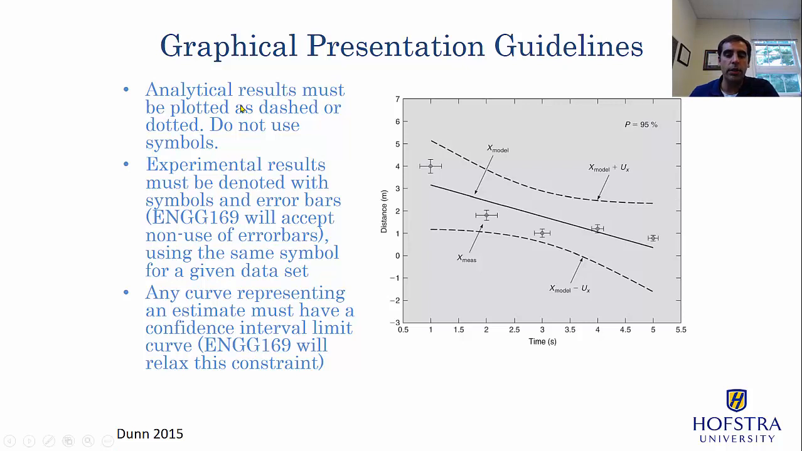Now, if you really wanted, you can connect experimental data with a line, but you must show the points. And again, I won't really grade you on this in the class, but all data should really include error bars for the uncertainty.